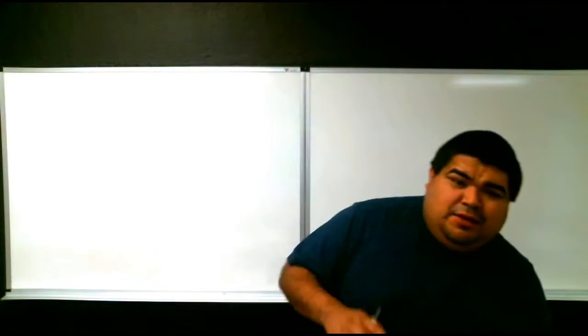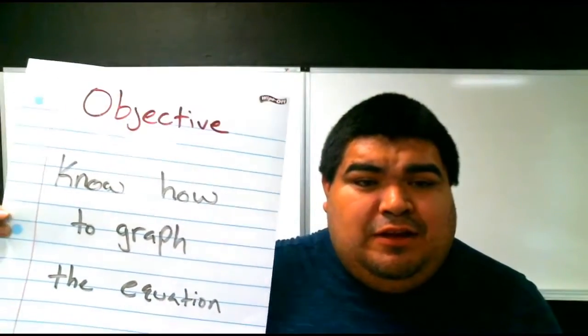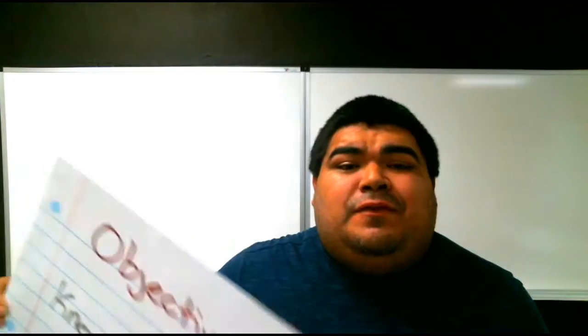Today we're going to continue working on circles. Last class, we learned how to write equations using the vertex, h and k. Today we're going to learn how to graph. That's our objective for today, to learn how to graph the equations of those circles using the vertex and the radius. All right, guys, let's get started on today's concept.